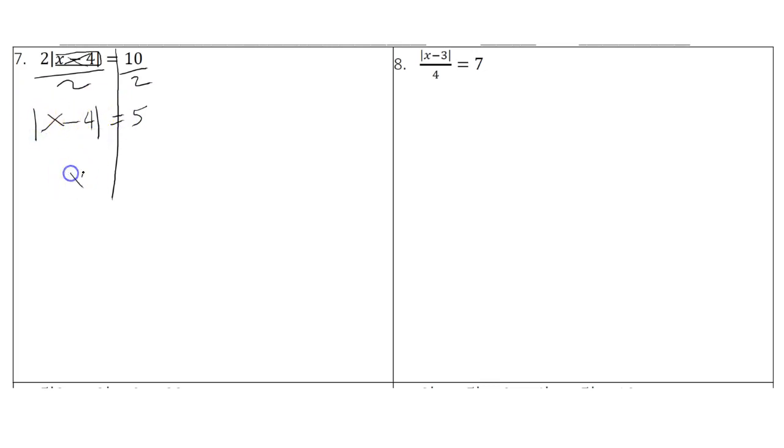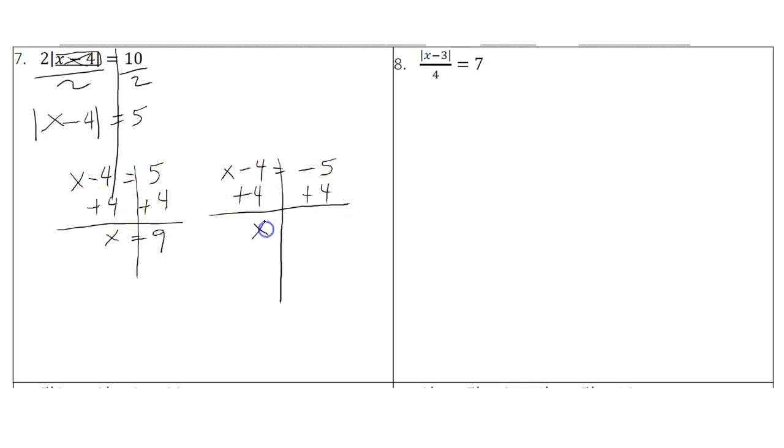Now we can write two equations: x minus 4 equals 5 and x minus 4 equals -5. Solve both equations for x equals 9 and x equals -1. Our two solutions are 9 and -1.